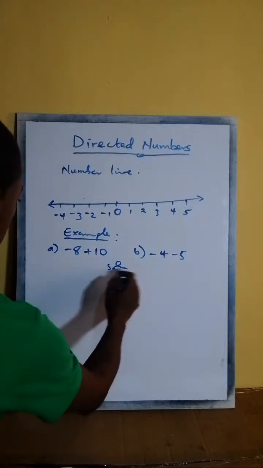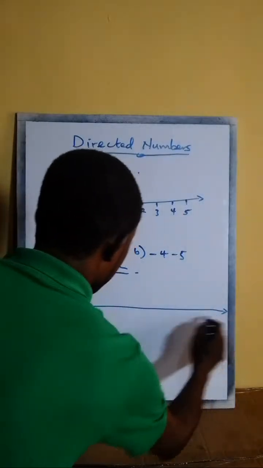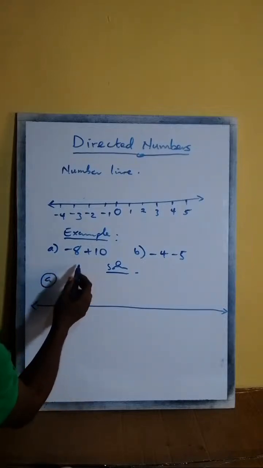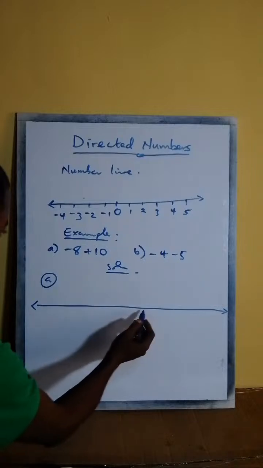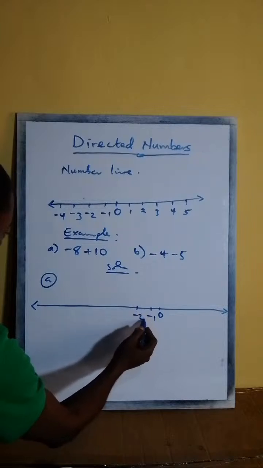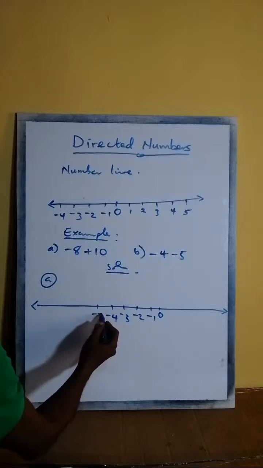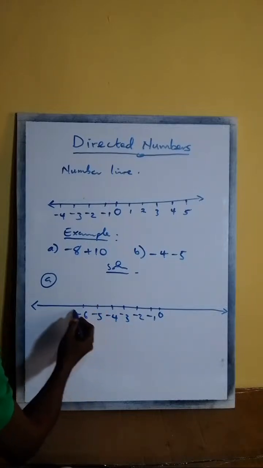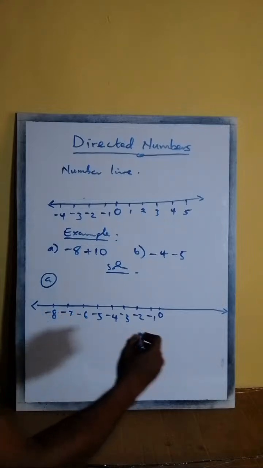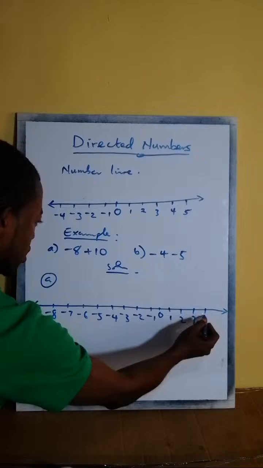Now, solution from here. The first one here, we indicate this using the number line. And from what we have here, we have the negative part up to -8. So let me put 0 somewhere here. So we have -1, -2, -3, -4, -5, -6, -7, -8. Then on the right hand side, we have 1, 2, 3, 4, and so on.